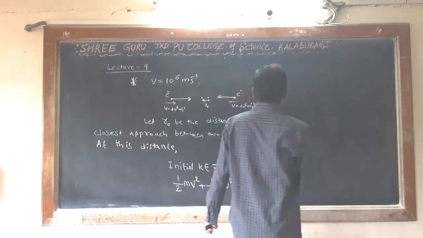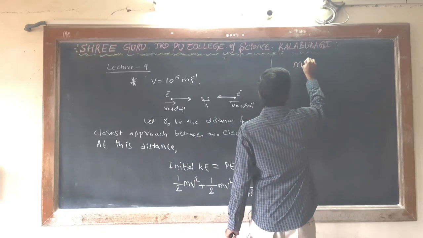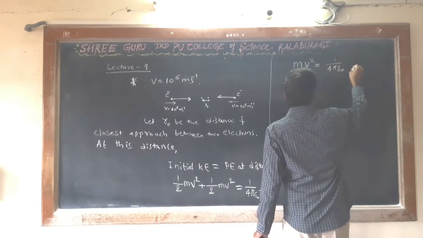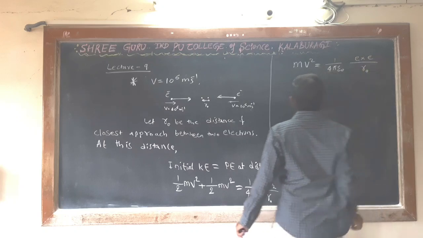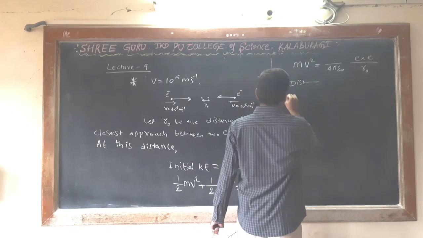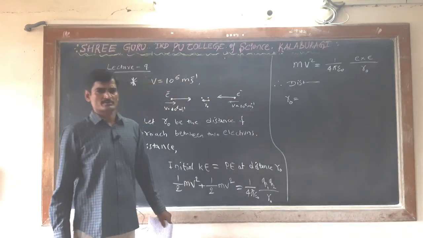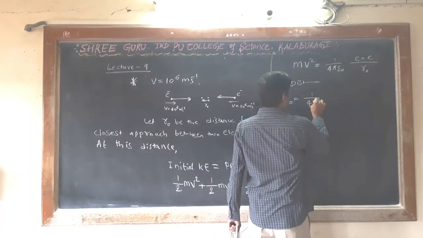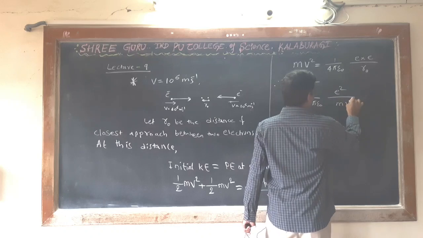So 1 by 2 mv square plus 1 by 2 mv square can be written as mv square, which is equal to 1 by 4 pi epsilon naught, q1 into q2, that is E into E, divided by r naught. Therefore, the distance of closest approach, r naught, is equal to 1 by 4 pi epsilon naught E square divided by mv square.